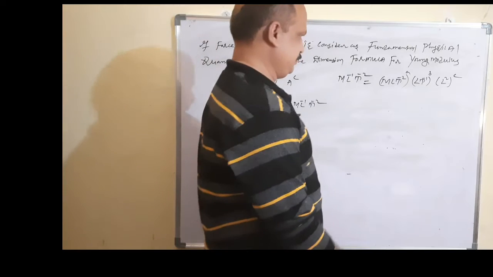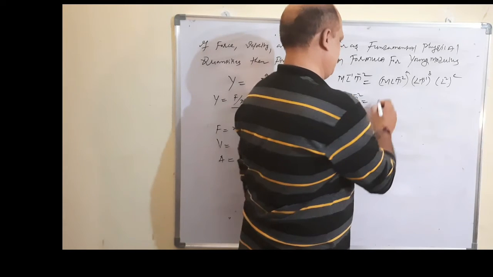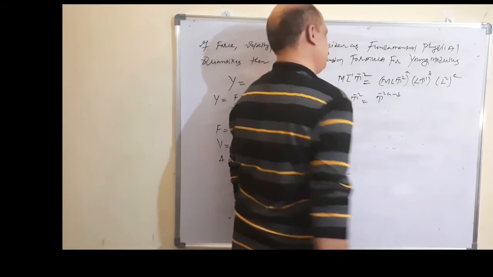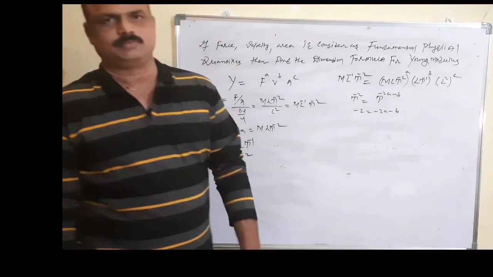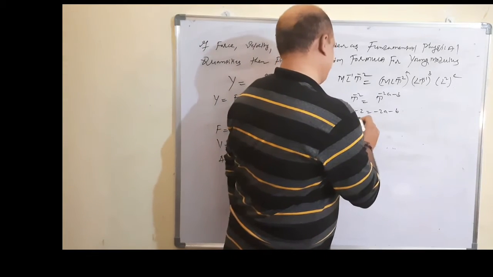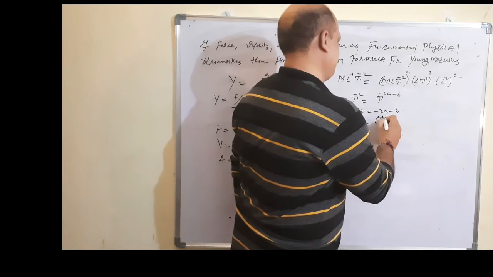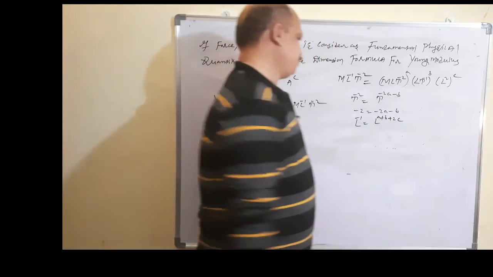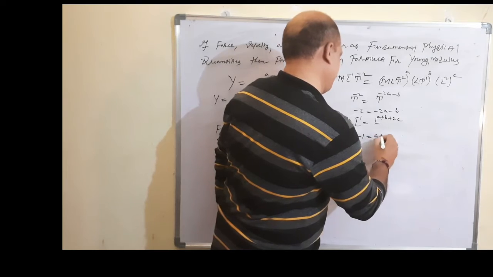Now equate T powers. Equating T powers, T to the power of minus 2 is equal to T to the power of minus 2a and minus b. So minus 2 is equal to minus 2a minus b. And equating L powers, L to the power of minus 1 is equal to L power a plus b plus 2c. That means here minus 1 is equal to a plus b plus 2c.